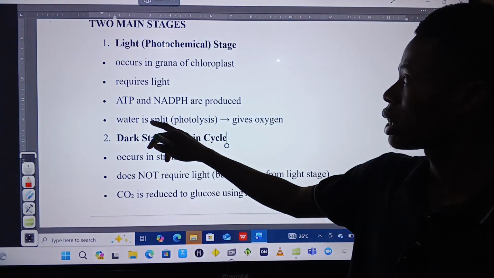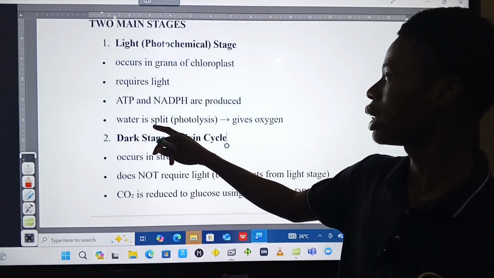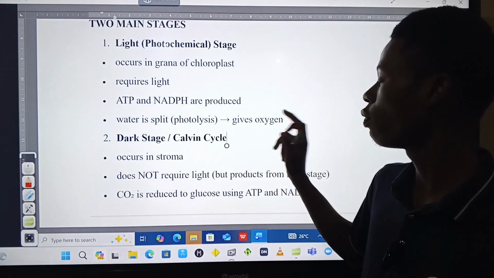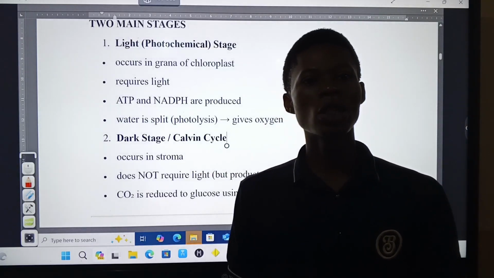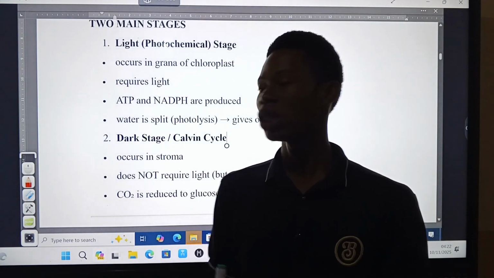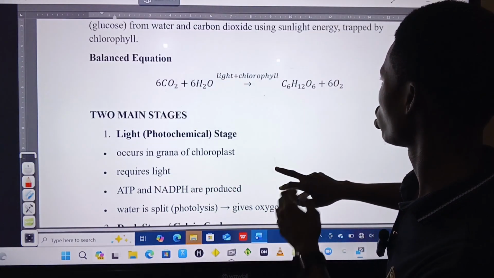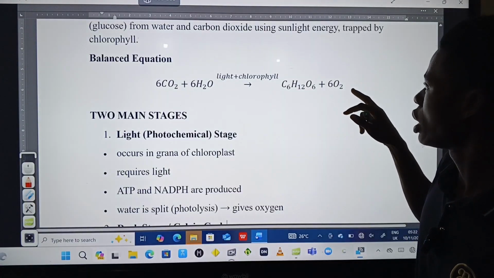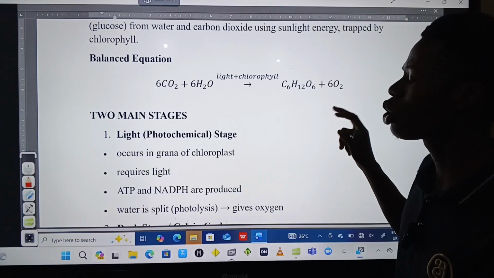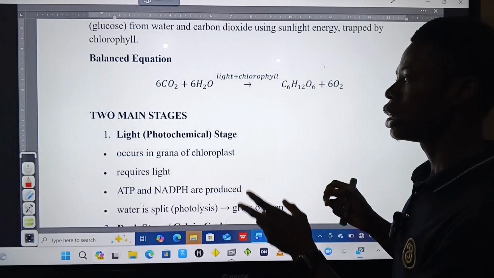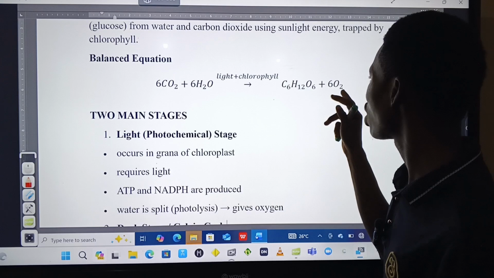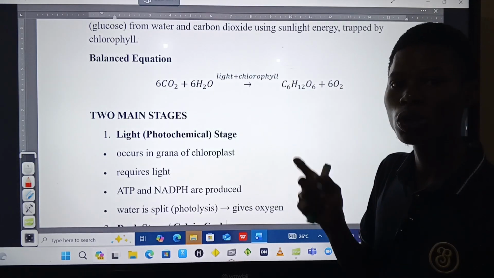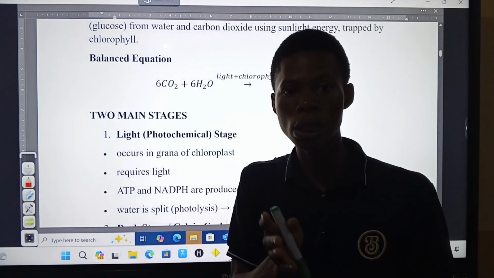All right. Another thing that is happening in the light phase is that water is split to give oxygen. That's photolysis. Now, there's a question they normally ask: the oxygen given out in this equation, in what phase was it produced? Is it in the light phase or in the dark phase? This oxygen that is given out was actually produced in the light phase during photolysis.